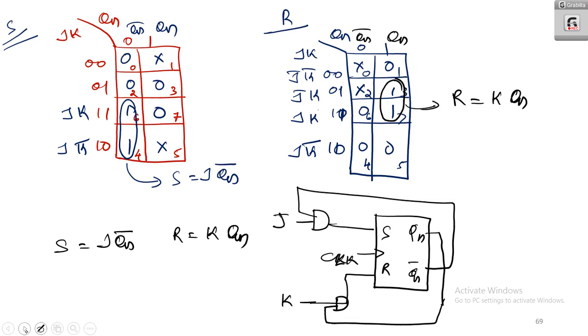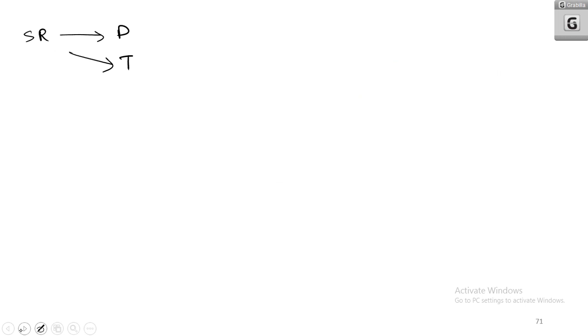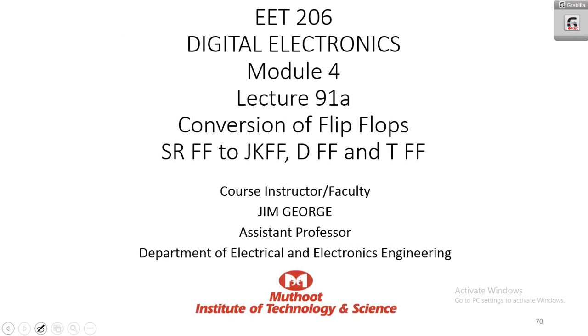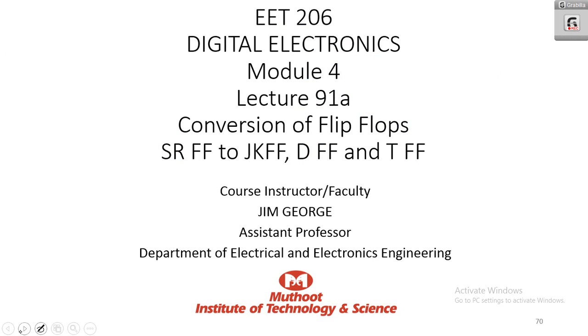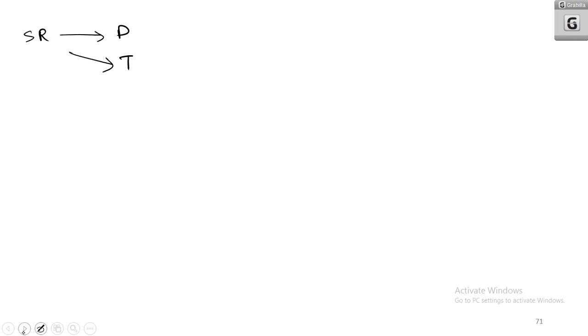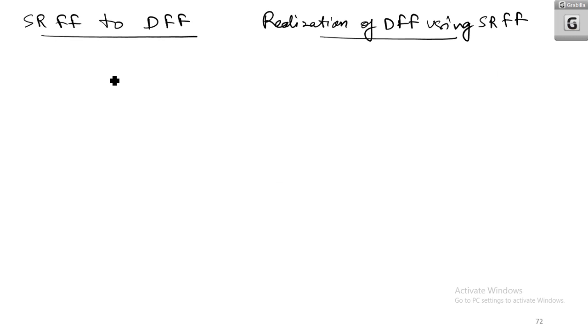Now, here you need to convert SR to D flip-flop and SR to T flip-flop. So here you have to write the expression of S in terms of J, Q. So if you are converting SR to D flip-flop, you need to get D flip-flop. So the required flip-flop is D flip-flop. Okay. What we have in hand is SR flip-flop.